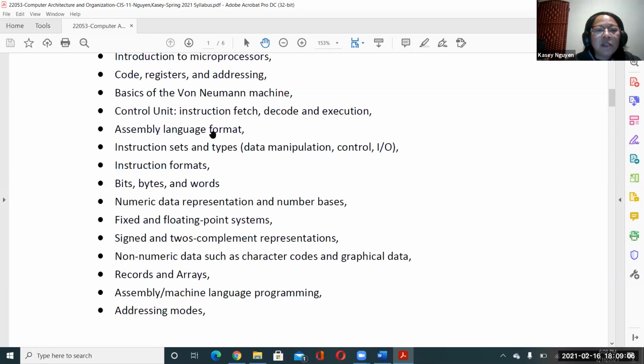We will talk about the control unit, the process of how it's fetching, decoding, and executing. In a lot of the programming classes, they touch on this, but now you will be able to see the details. And in this class, once you grasp the concept, it will all piece everything together.